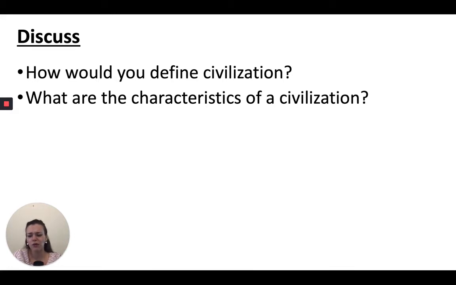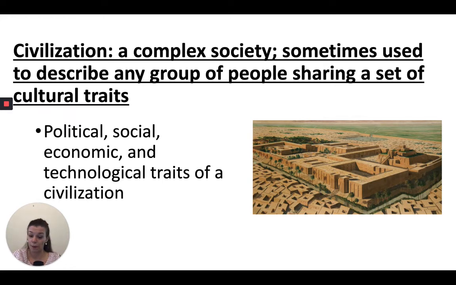Okay, so how would you define civilization? Well, in general, historians and sociologists and anthropologists define civilization as a complex society, right? This is a very simple definition of it. It's generally an ambiguous term, often used to denote more complex societies, but sometimes used by anthropologists to describe any group of people sharing a set of cultural traits. So, what do civilizations have in common? Well, civilizations have certain political, social, economic, and technological traits that we would expect to see.